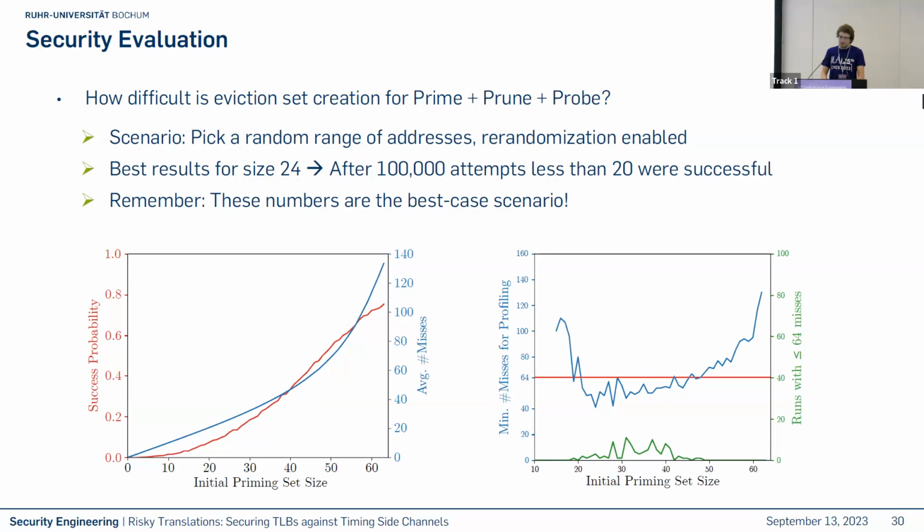However, what is probably not visible here, but you can check out in the paper, is that after 100,000 attempts, he was successful less than 20 times. And what you should also remember from before is that this is the best case scenario, where the attacker has additional information which is not available in the real world. If you add that he has to do more accesses to get the information about the functionality, and whether the victim is in the TLB, then the attack becomes unfeasible.